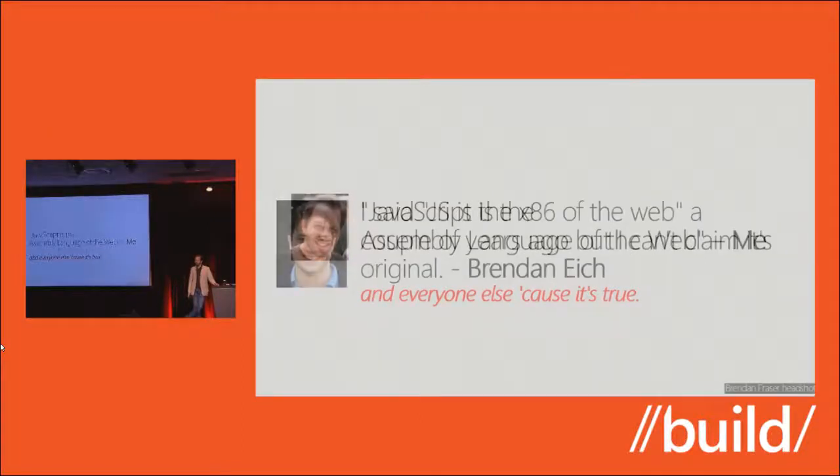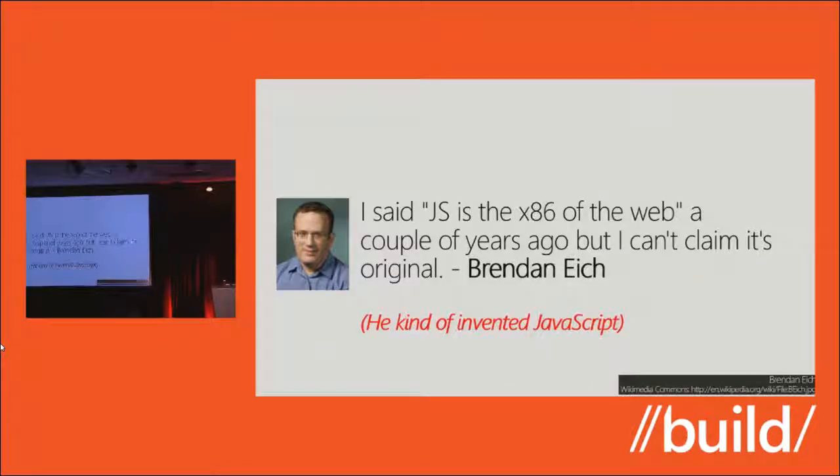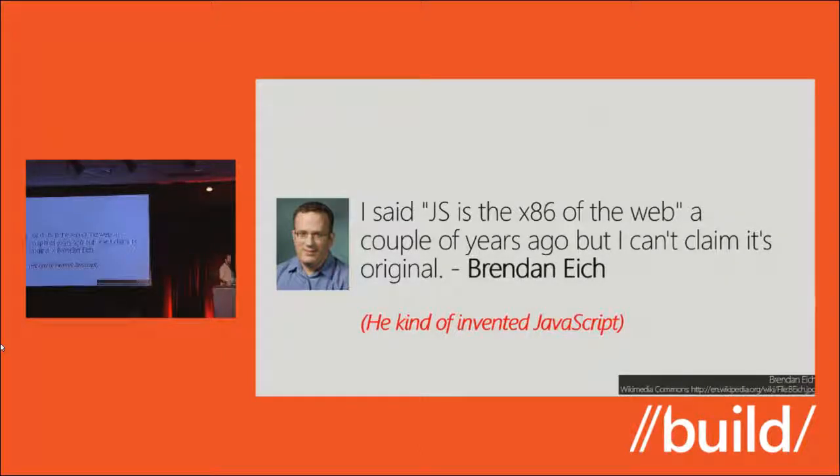So I emailed the guy who invented it. And I said, JavaScript's the assembly language of the web. Back me up. And that's Brendan Fraser, actually. That's Brendan Eich. But I like that picture of Brendan Fraser. Brendan Eich said that JavaScript is the x86 of the web. But he can't claim it's real. As with all good quotes, everybody gets to take credit for them. He said it's the x86 of the web.